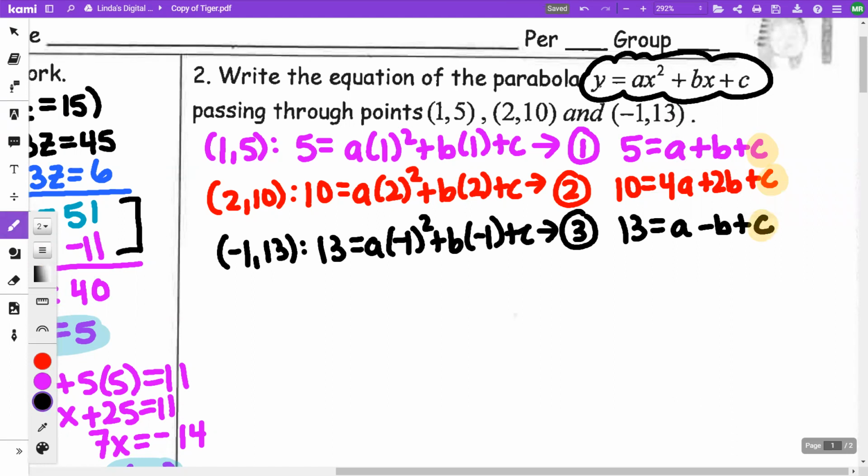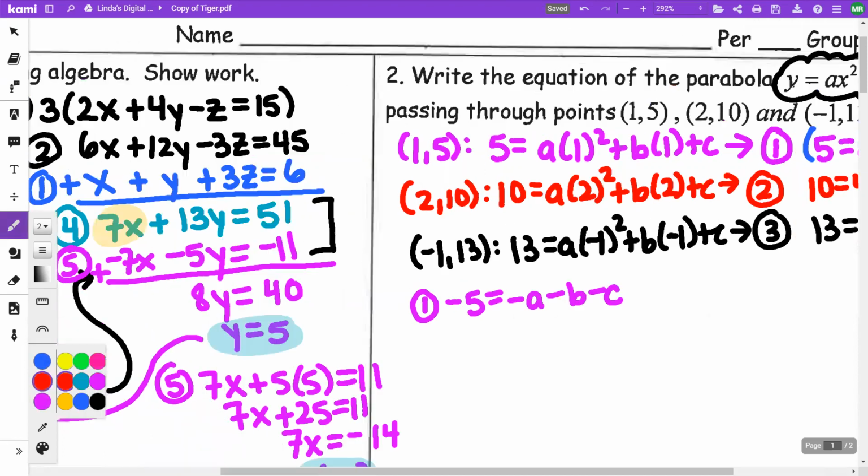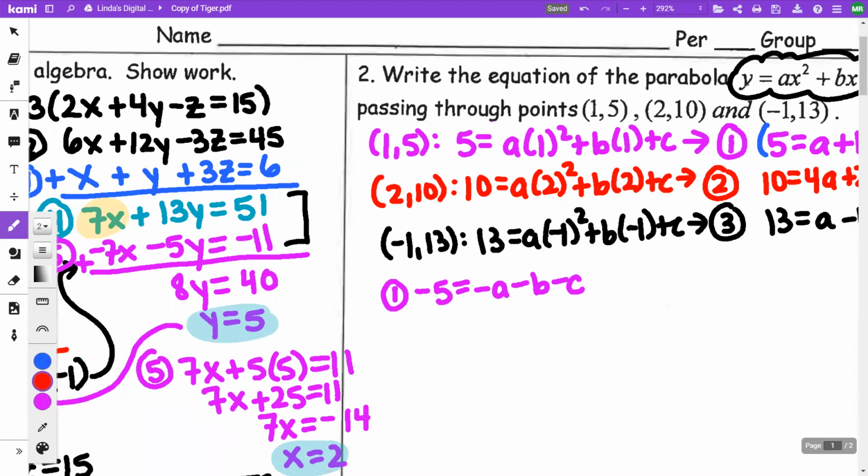So it's easiest to eliminate our c's. And I think I'm going to do it with equation 1. I'm going to multiply equation 1 by a negative 1. Okay, so my equation 1 is now going to be negative 5 is equal to negative a minus b minus c. And I'm going to use that with number 2 and then again with number 3. So let me use number 2.